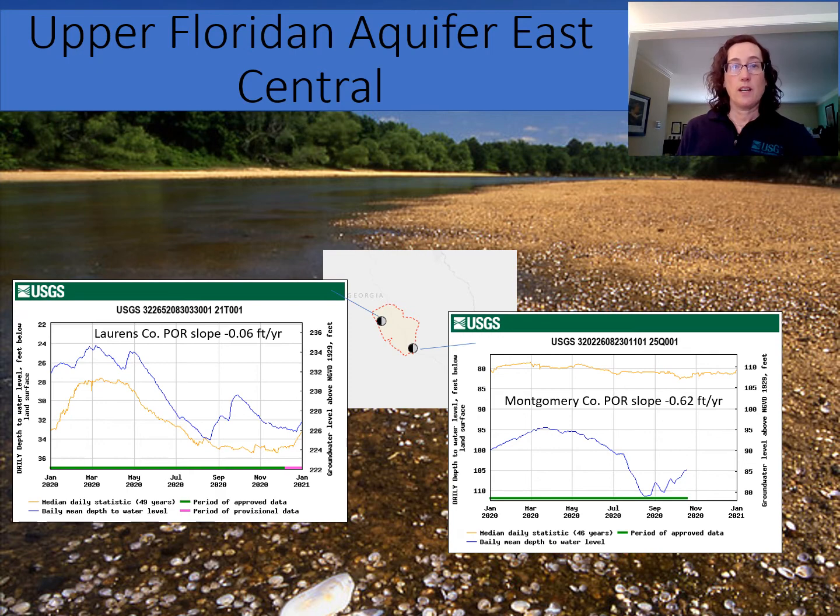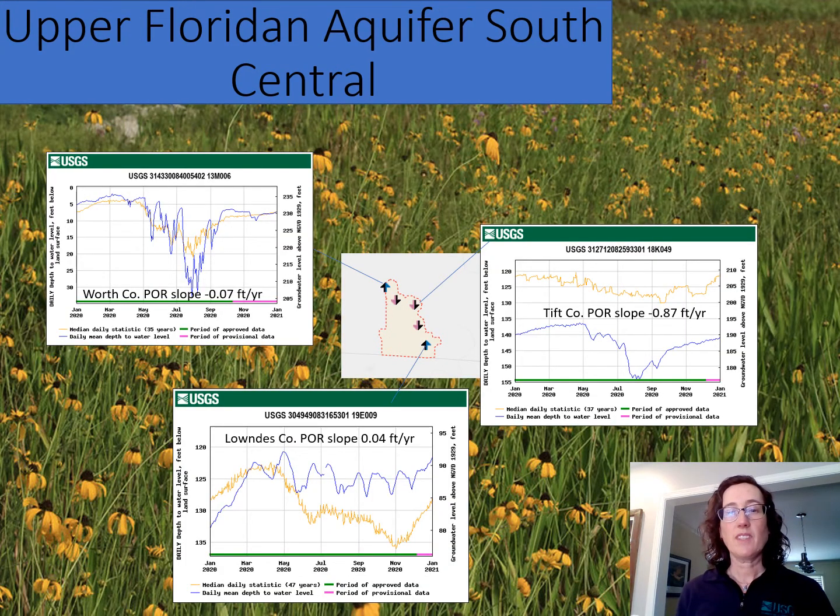Water levels in the upper Floridan Aquifer in the east central area were above median levels in Lawrence County and below median levels in Montgomery County. The long-term water level data show declining water levels in both of these counties. Water levels for the upper Floridan Aquifer in the southern central area were near median levels in Worth County, below median levels in Tift County, and above median levels after April of 2020 in Lowndes County. The long-term water levels are declining in Tift and Worth counties, but are increasing slightly in Lowndes County.